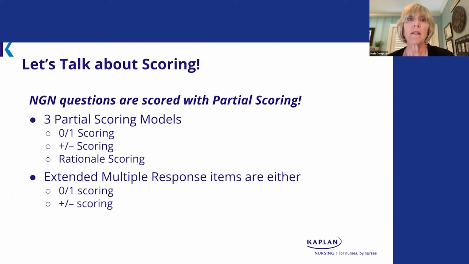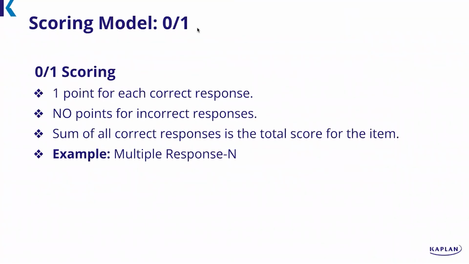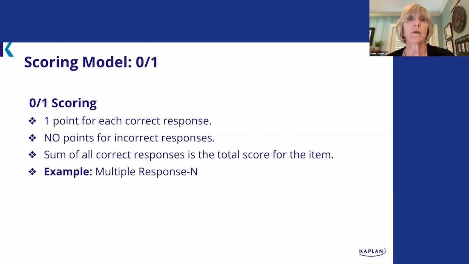Extended multiple response items are either 0-1 scoring or plus-minus scoring. Let's take a look at what that means. You are very familiar with 0-1 scoring. This is the classic scoring model. You earn 1 point for each correct response. You do not receive points for incorrect answers.